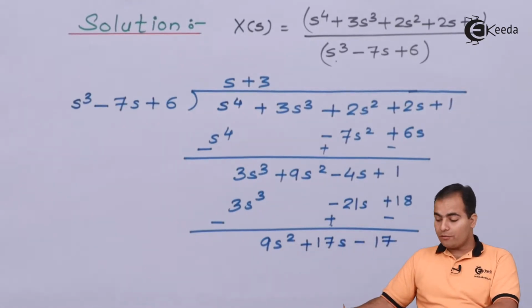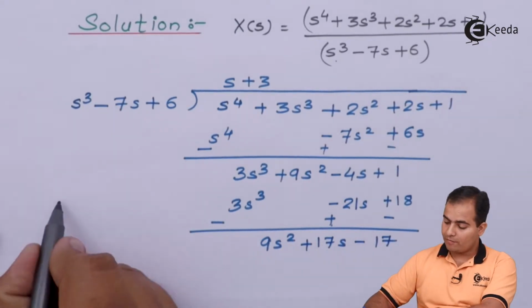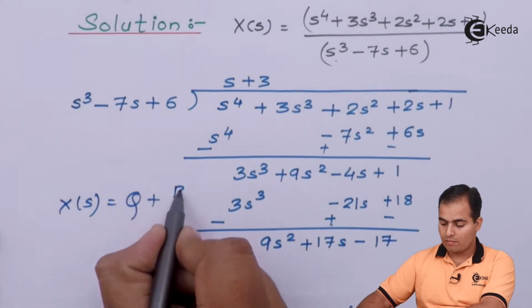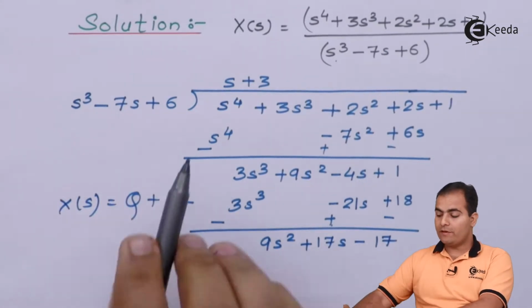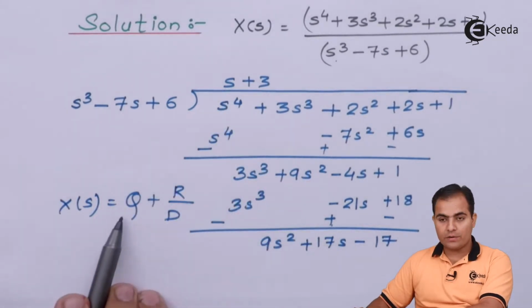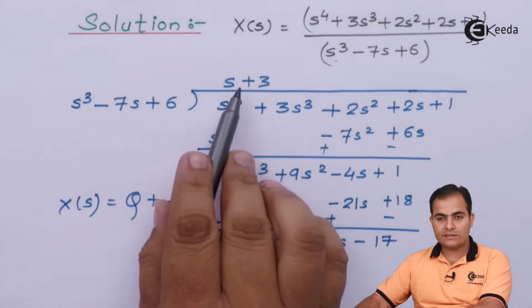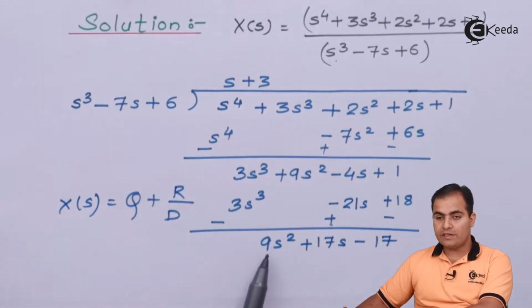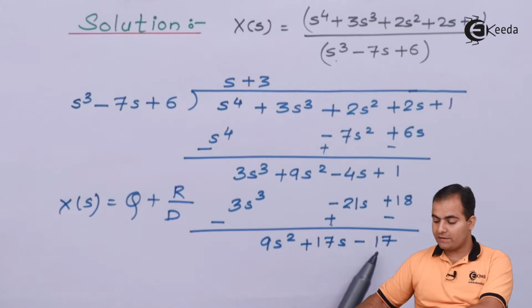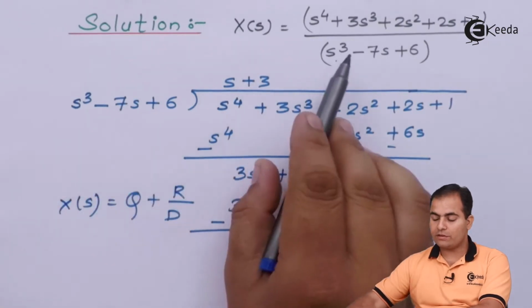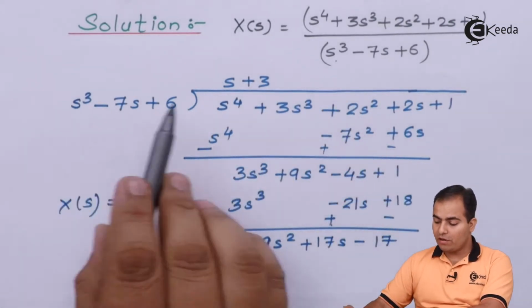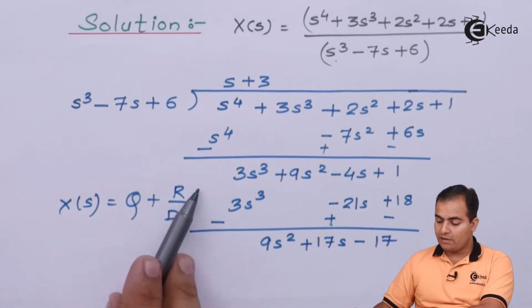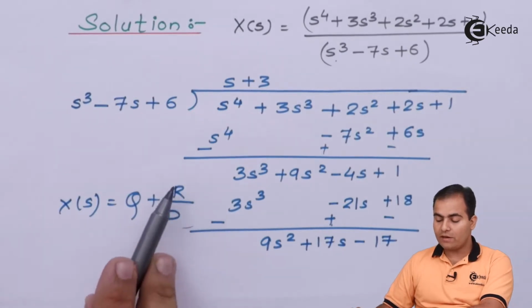Now according to the formula, what was that? As I told you, first of all we'll place the q part over here. Now the quotient is s plus 3. The remainder is 9s square plus 17s minus 7, and the divisor is this, which was our denominator. So we'll place all the values in our formula, and then I'll find out the partial fraction of r by d.